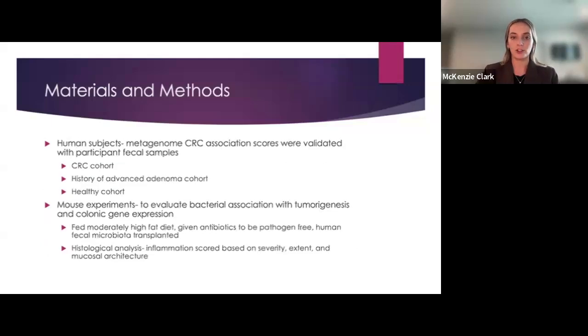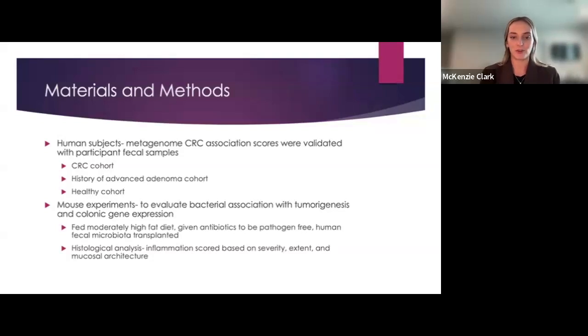Metagenome colorectal cancer association scores were validated with human participant fecal samples. Each participant was divided into cohorts and provided 1 to 2 samples each. There were 3 cohorts total: colorectal cancer, in which samples were collected prior to treatment; history of advanced adenoma, which included a history of advanced adenoma with resection; and the final being the healthy cohort.